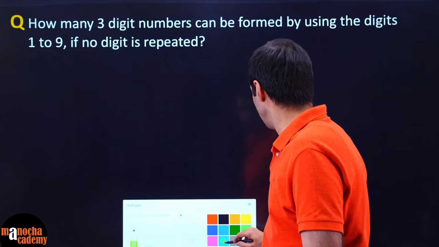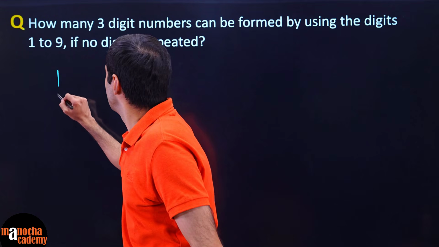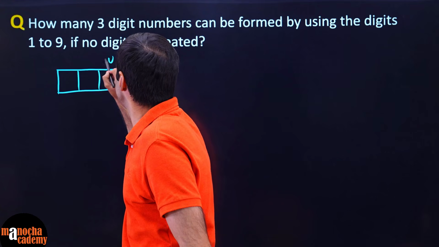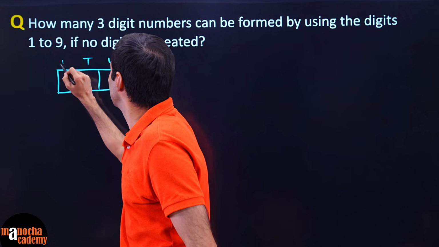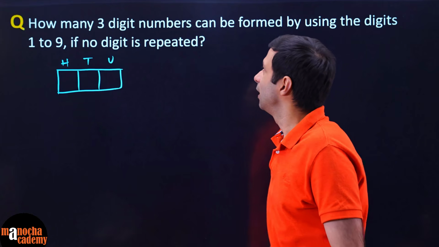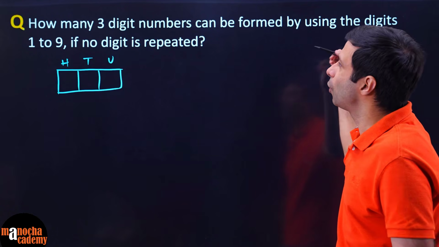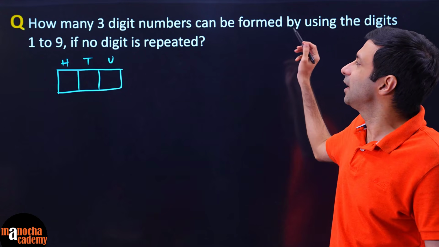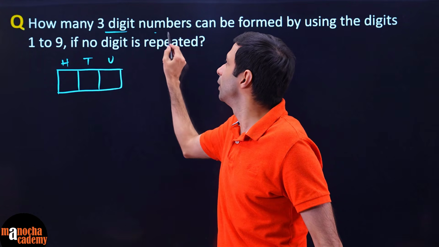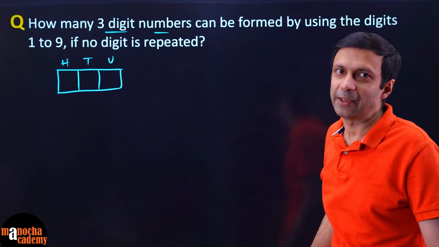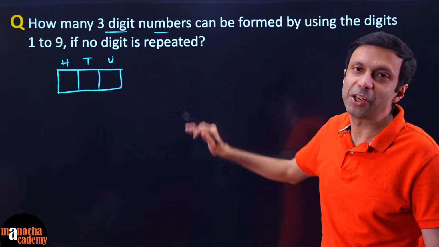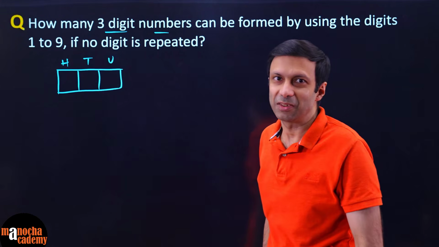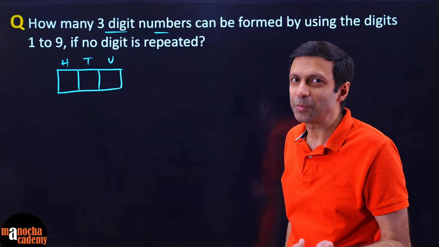So since we have 3 digits, I'm going to represent it as 3 boxes, where the first box is the unit digit, then the tens digit and the hundreds digit. Here it's saying that we want to form these 3-digit numbers using the digits 1 to 9, but digit repetition is not allowed. So if you're filling in these 3 boxes, what are your options?